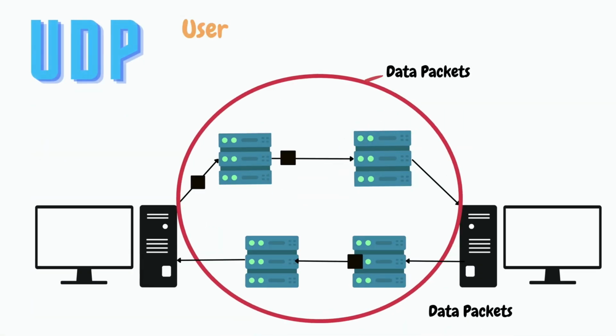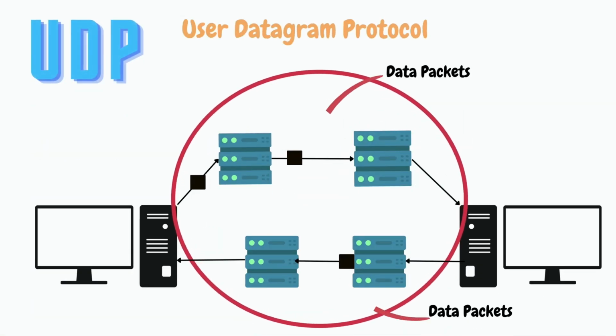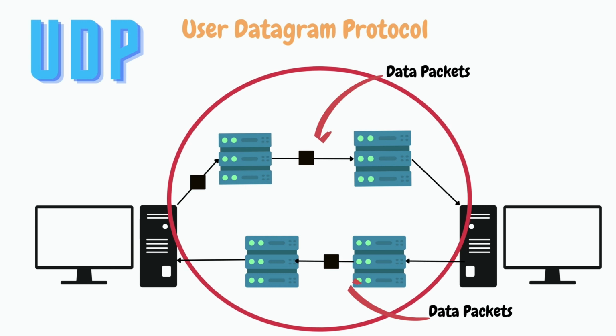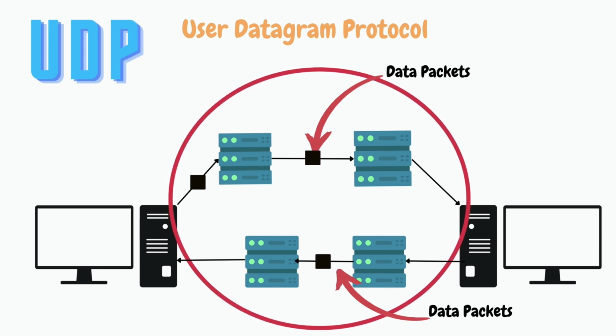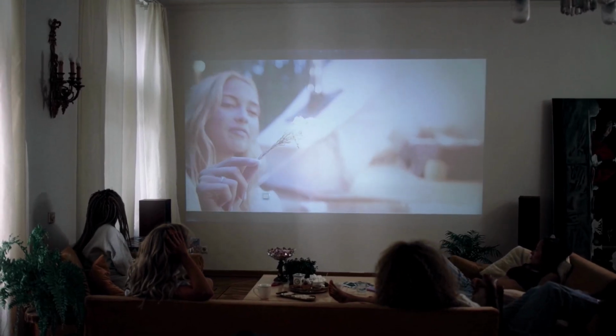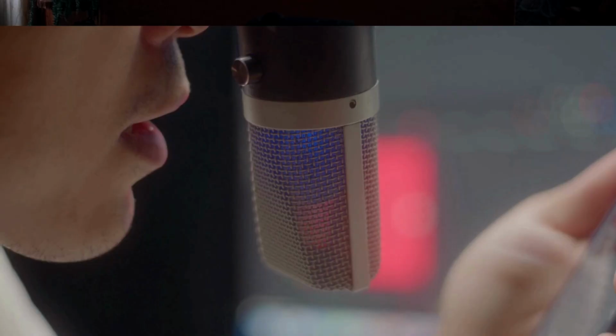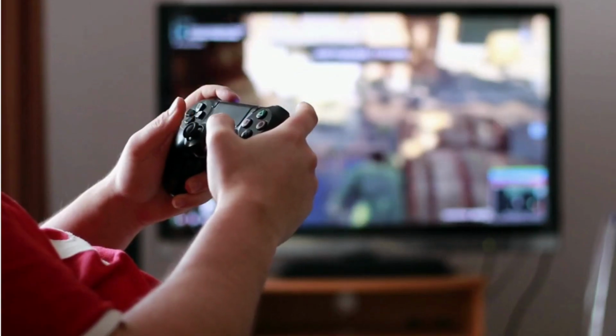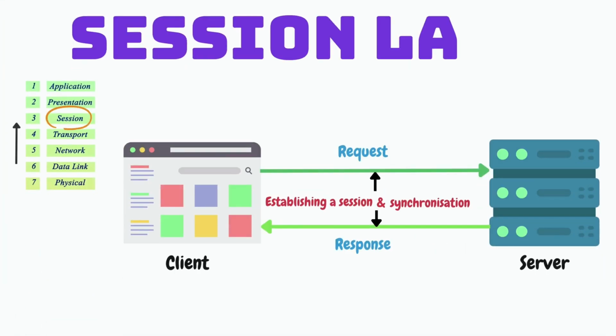UDP, on the other hand, is a connectionless protocol, which means that it does not establish a connection before transmitting data. It simply sends packets of data to the destination device without checking to see if they were received. UDP is often used for real-time applications that require low-latency data transfer, such as video streaming, audio streaming, and online gaming.